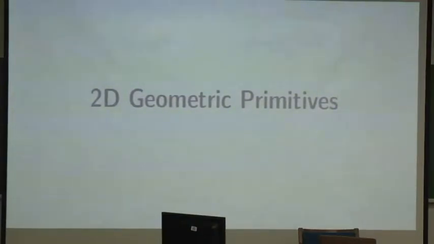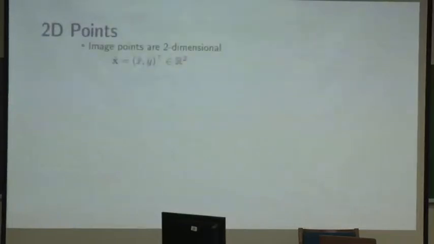Every point is on a plane. So every point is on a plane. Okay? So that's what I mean by 2D. And in 2D we are going to talk about primitives like points, lines, and conics and so on. Okay? So that's where we are starting our discussion from. So I talked about 2D points yesterday.